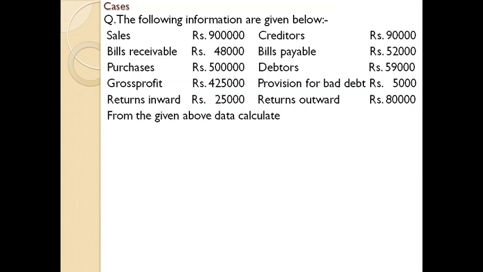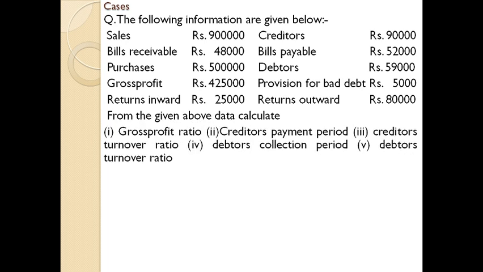From the given data, calculate first, gross profit ratio, creditors payment period, creditors turnover ratio, debtors collection period, and finally debtors turnover ratio. So in this question, some selected items are given. Usually you may come across a question where either an income statement or a balance sheet is given. Sometimes you might be given some selected items, and you need to find specific ratios on the basis of the given information.